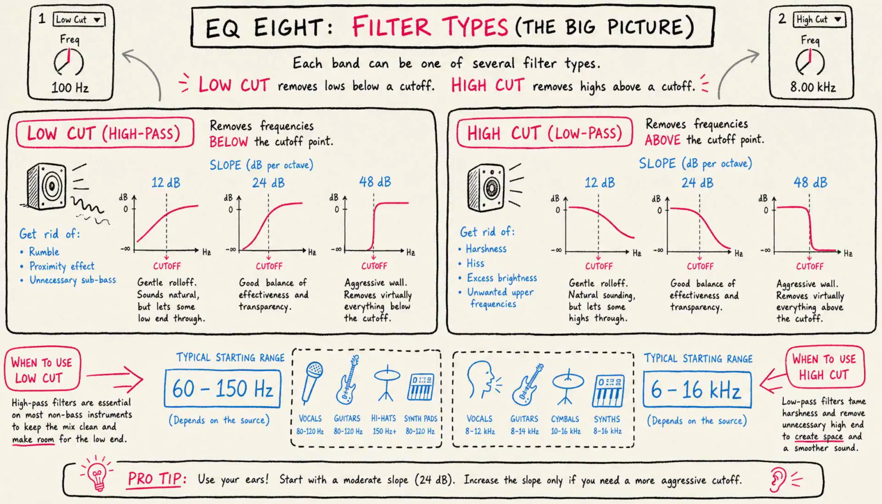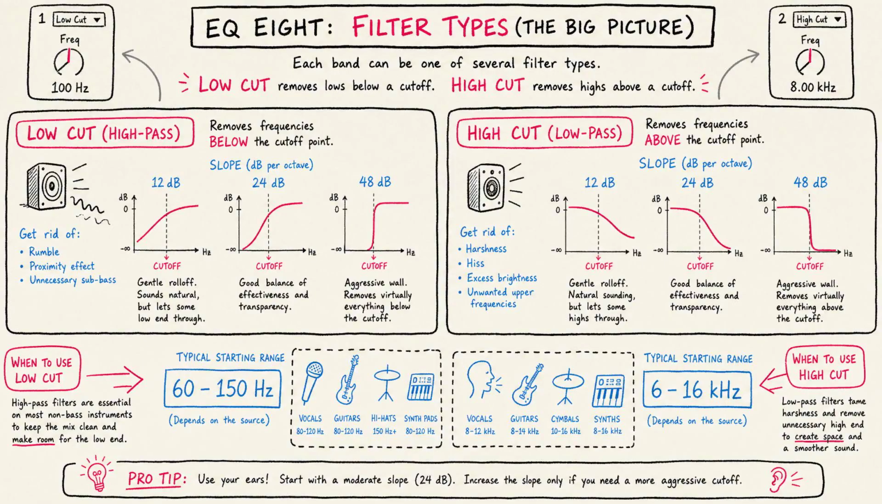Low-cut or high-pass filters remove frequencies below a chosen cutoff point, available in 12 dB, 24 dB, and 48 dB per octave slopes. A 12 dB slope provides gentle roll-off that sounds natural but allows some low-frequency content through. 24 dB offers a good balance of effectiveness and transparency. 48 dB creates an aggressive wall that removes virtually everything below the cutoff. Use low cuts to remove rumble, proximity effect, and unnecessary sub-bass from sources that don't need it. Vocals, guitars, hi-hats, and most synth pads typically benefit from a low cut, somewhere between 60 and 150 Hz, depending on the source.